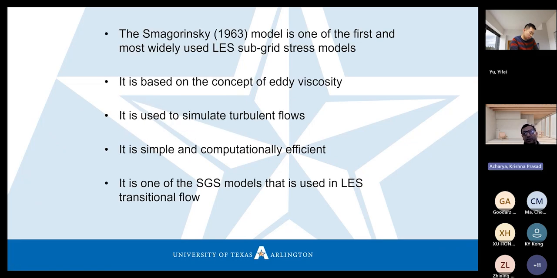The Smagorinsky model, introduced in the year 1963, is one of the first and most widely used large eddy simulation subgrid stress models. The model is based on the concept of eddy viscosity. The model is used to simulate turbulent flows. It is simple and computationally efficient. It is one of the subgrid scale models that is used in large eddy simulation of transitional flow.